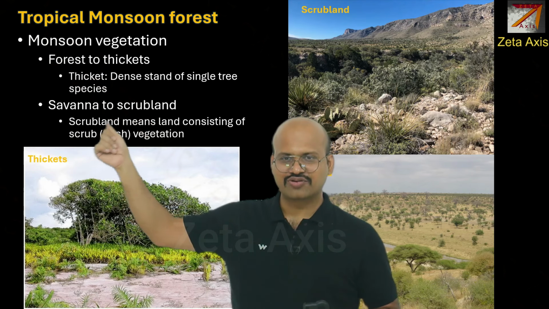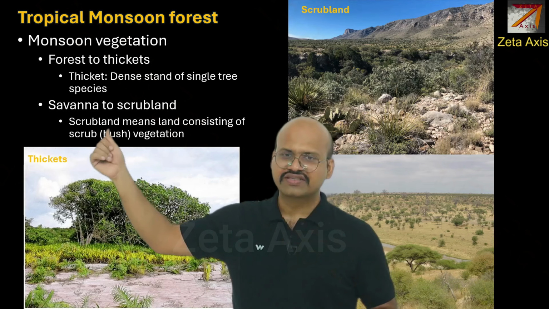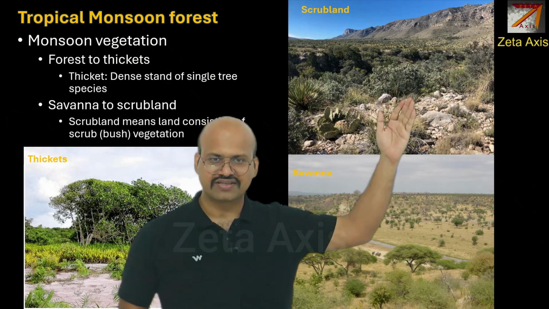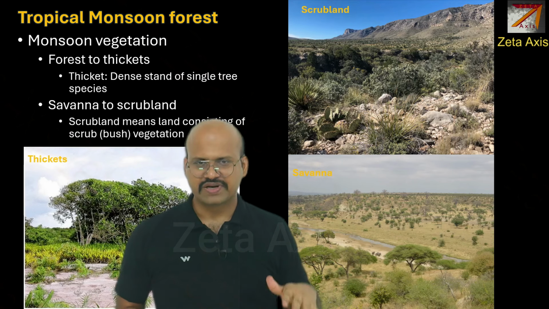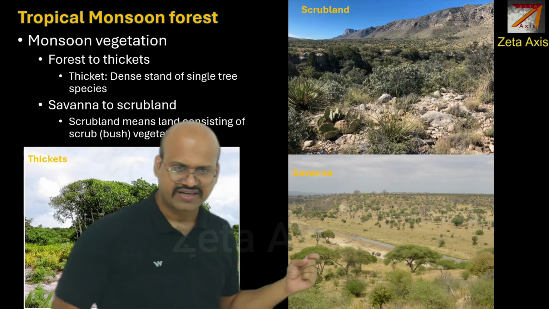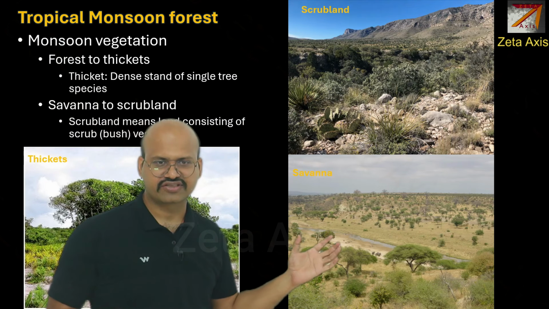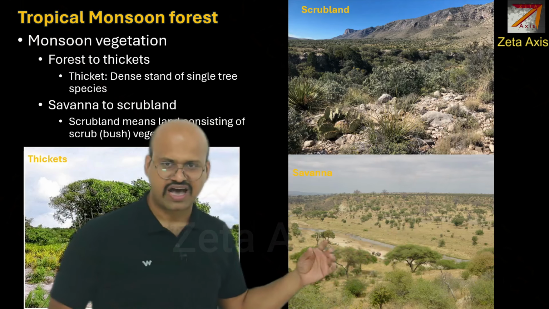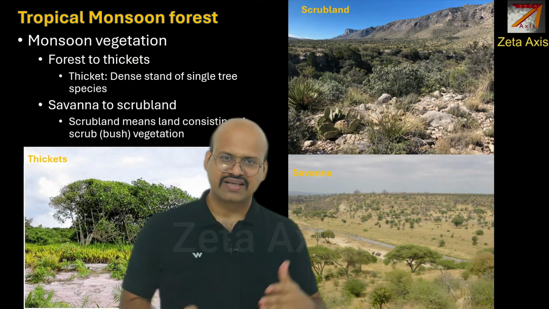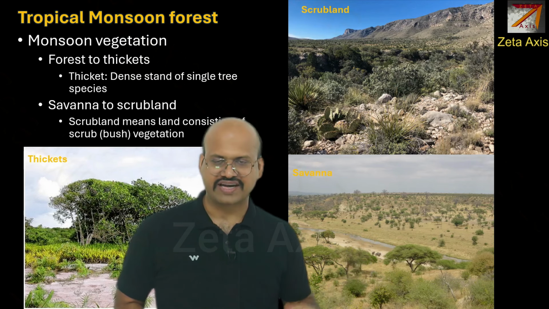Moreover, savanna to scrubland can be seen, where scrubland means land consisting of scrub or bushes. So these are not completely trees, not very small plants, in between somewhere. These are called scrublands, and these are the savannas where we see that there are trees which are scattered and then there are grasslands. So these kind of forests are called savanna, and savanna climate is a separate climate system which we will see in the next video, which has exactly this kind of landscape.